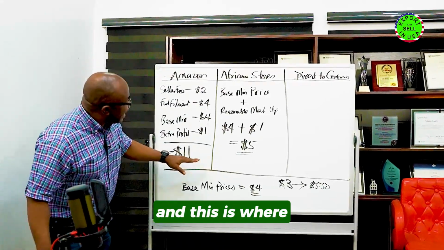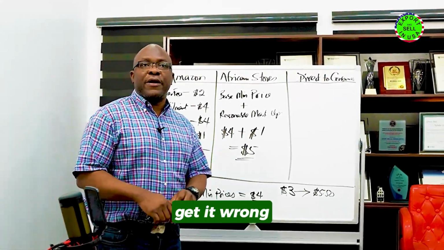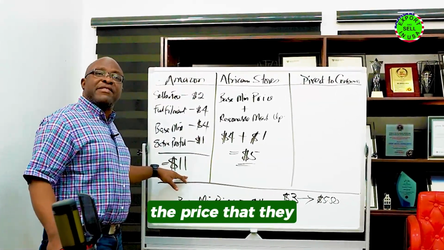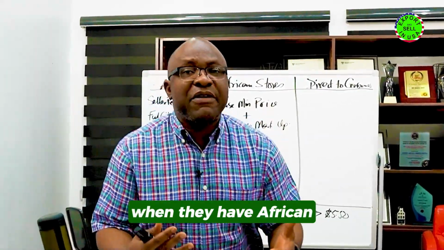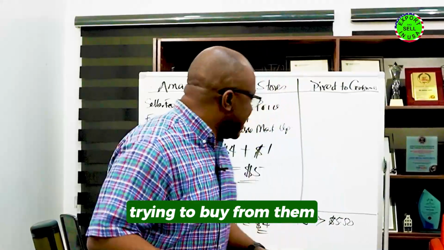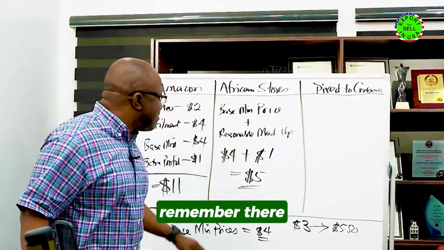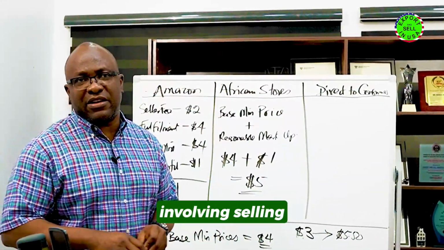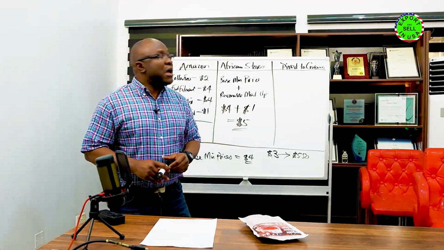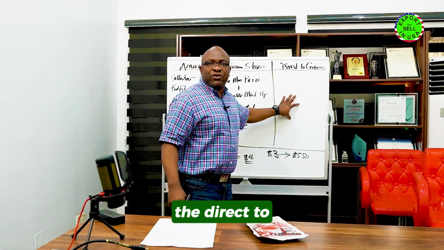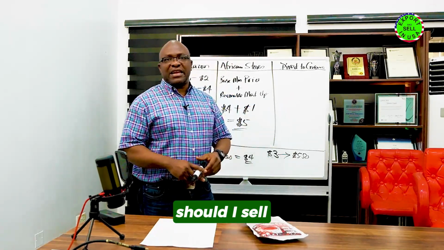And this is where a lot of people get it wrong. They go and they see that the price that they are selling a particular product on Amazon is $11. And then when they have African stores who are trying to buy from them, they begin to negotiate at that price. Remember, there are other costs involved in selling on Amazon. So you cannot use the same thing. Now, the last one is direct to consumer. How much should I sell it direct to consumer?